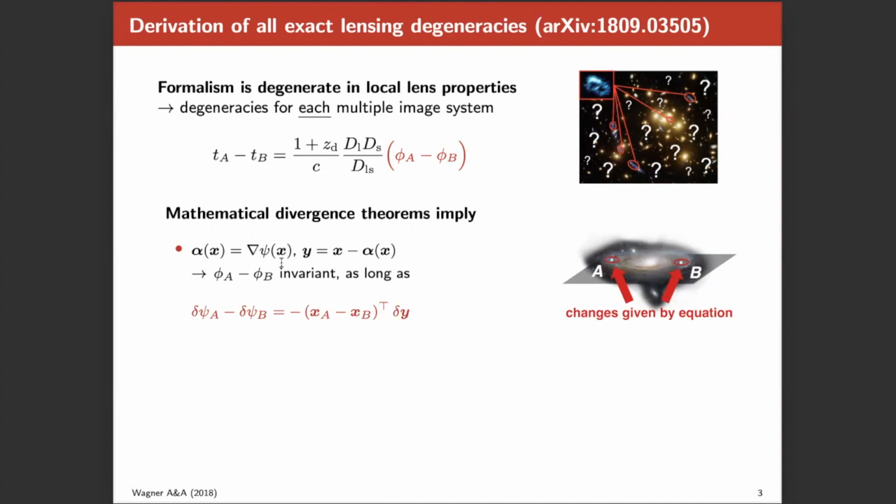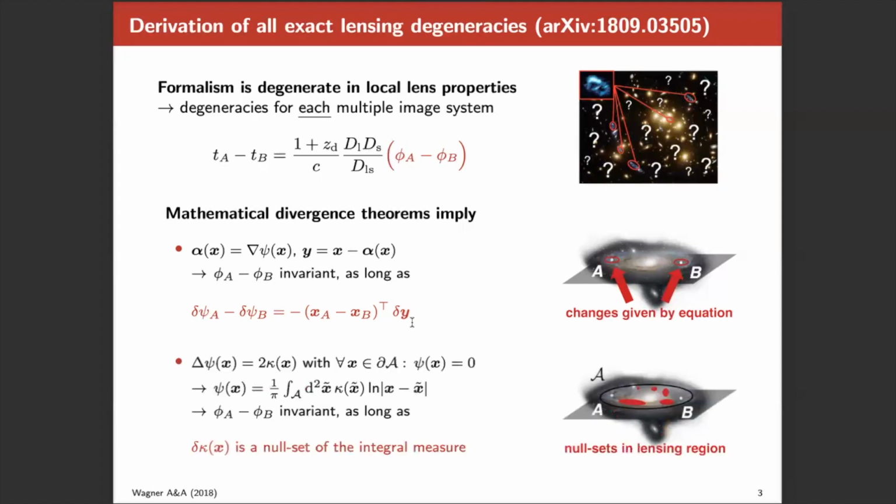And then after some calculations, we find that all observables remain invariant if we allow for perturbations in the deflection potential at the image positions, such that the difference of these small scale perturbations can be attributed to an overall shift in the source position, which is not that hard to achieve because the source is not observable to us. This is the first degeneracy.